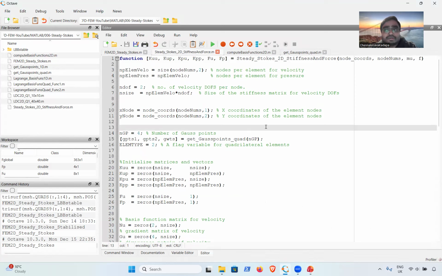So we have our stiffness matrix, right? All we need to do is, for each element in the mesh, pass the node coordinates, the element node connectivity, the viscosity, and the body force vector. And then it gives us KUU, KUP, KPU, KPP, FU, FP. So we loop over the elements, we get these values, we assemble them, we solve them. I'm going to show that in the next part.